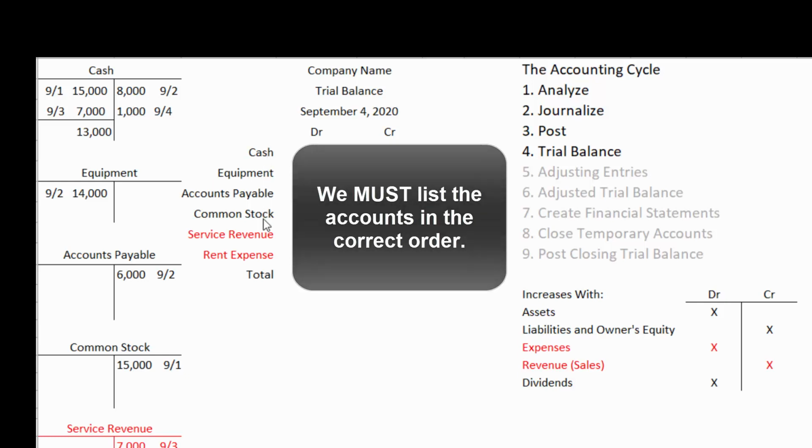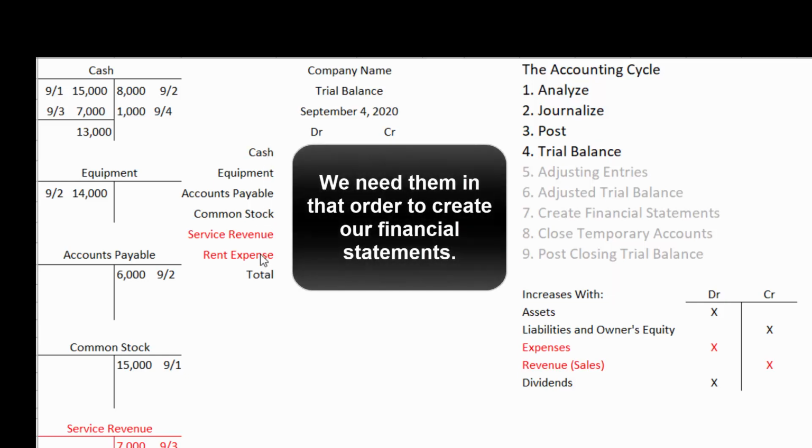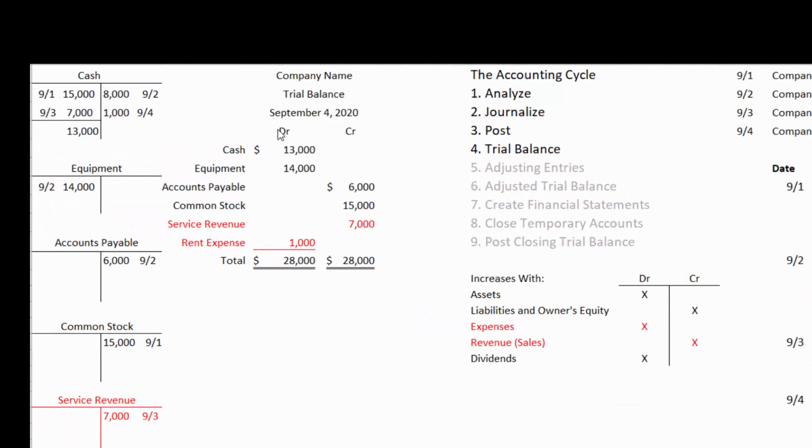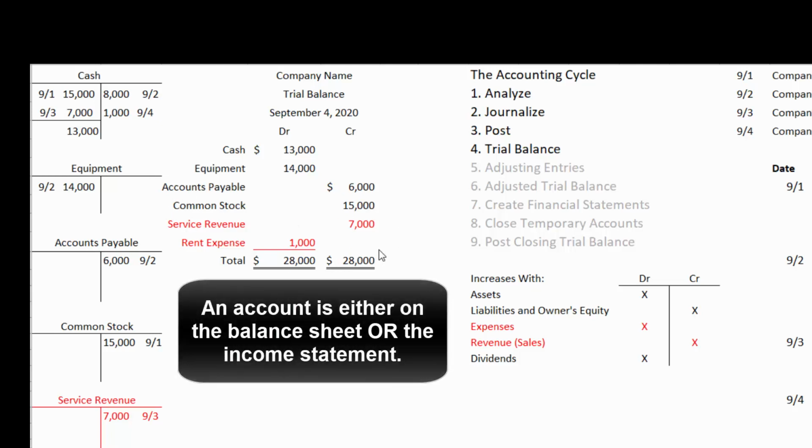We need to have these in that special order because we're going to use the adjusted version of this to create our financial statements by starting at the bottom with our income statement accounts. All right, so all we have to do is post the balances into the trial balance. The balance in the cash account is $13,000, the balance on equipment is $14,000, etc. And I've also kept with the convention of writing the income statement accounts in red font to remind us that an account appears either on the balance sheet or the income statement, not both.